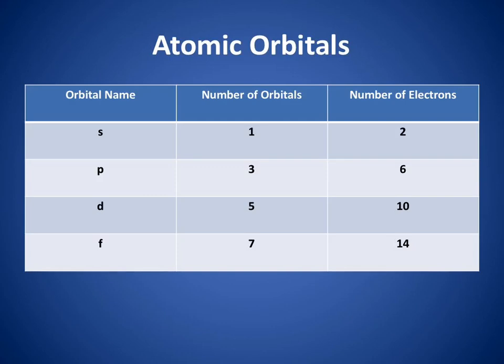There are 3 versions of the P. Now we can have 2 electrons doing each version. So that means we can have 6 electrons total doing P shapes. Do we follow that? 2 electrons doing every single version of the shape. So we can have 2 electrons doing each version of the D. So that means 10 electrons total, because there's 5 versions. And then we can have 2 electrons doing each version of the F. So 14 total.